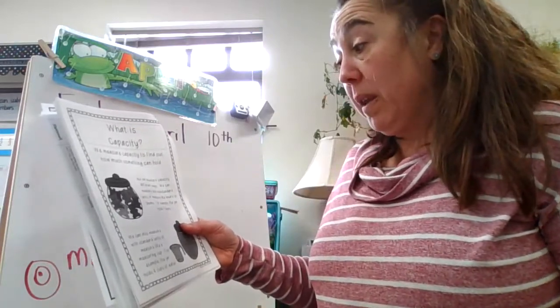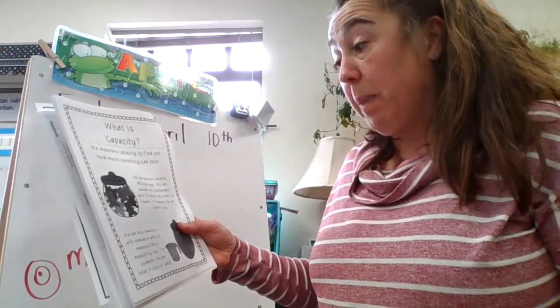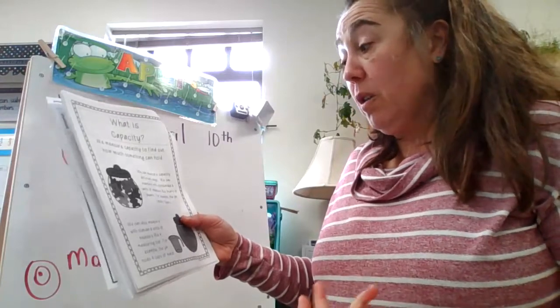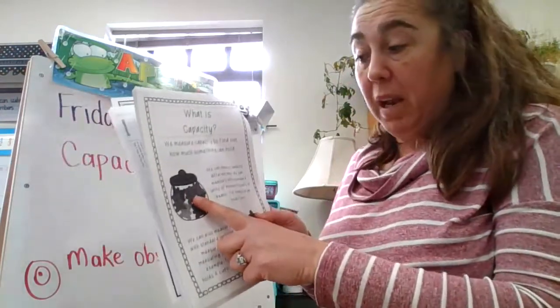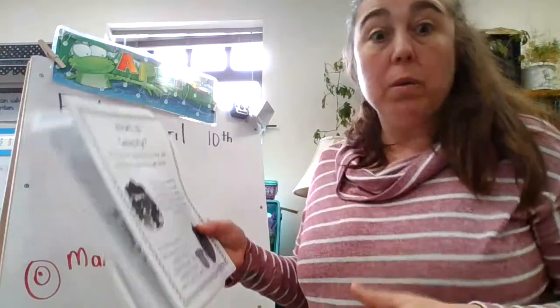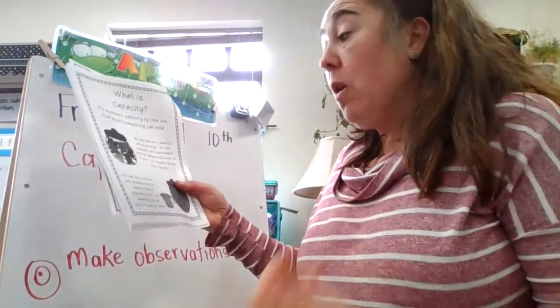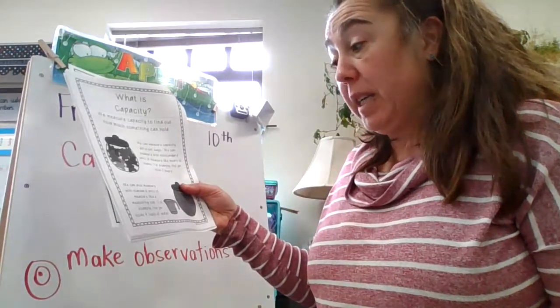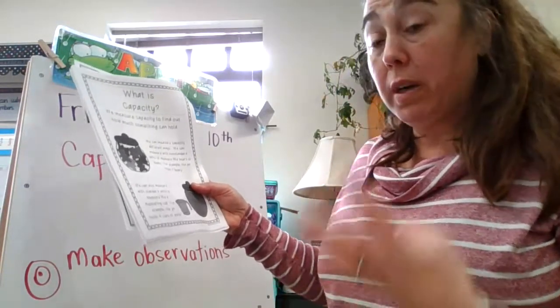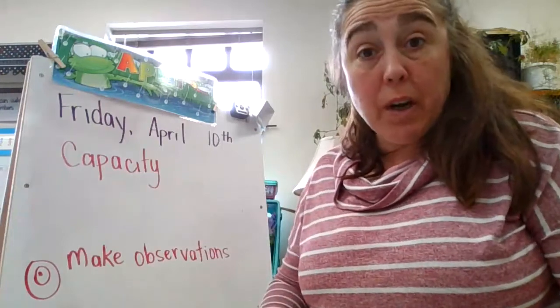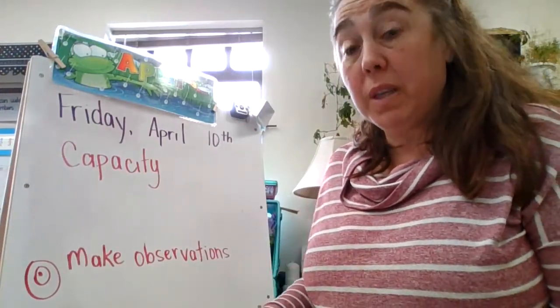We can measure it with non-standard units of measure, like bears or beans, for example. The jar holds 7 bears, or the jar holds 10 rocks. We can also measure with standard units of measure, like a measuring cup. For example, the jar holds 4 cups of water. In kindergarten, we start off with non-standard units of measure.